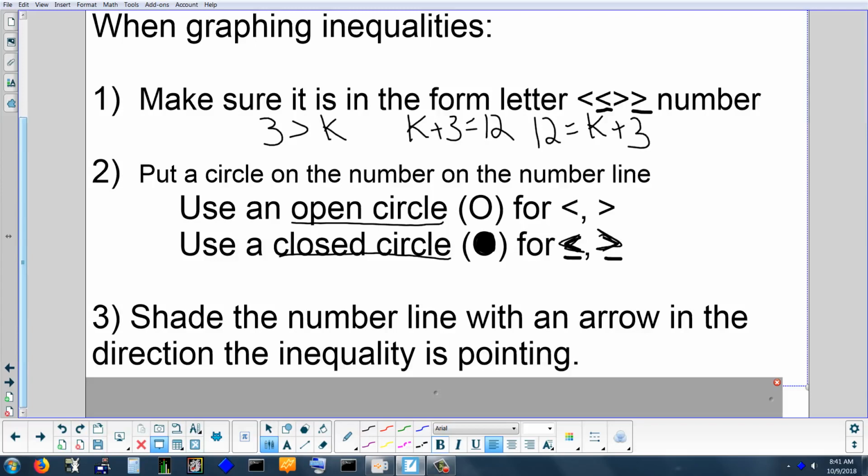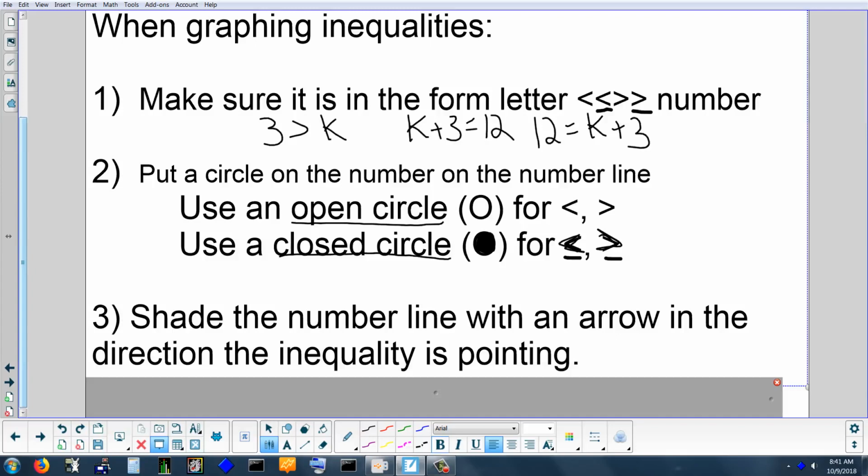All right? But again, you've got to make sure that it's in the right format. Letter first, sign, number. If it's not, that won't work. If you don't flip this and say, okay, my arrow's pointing to the left, it won't work. You'll graph it incorrectly. All right? So whenever you're doing these, you want to make sure that the letter always comes first. If you have to flip stuff around, do that. I'll show you guys how to do that in a second.